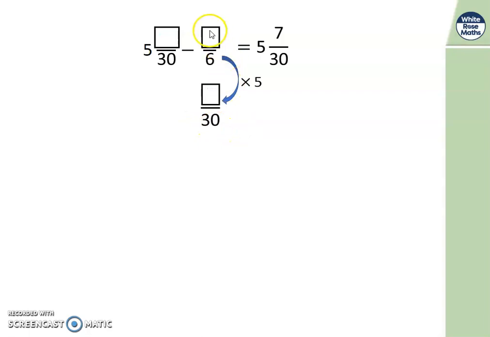Let's try something else. How about if we start with 1 here, like this? To get to this, I'd need to do 1 times 5, and that's 5. What number, take away this 5, leaves me with 7? 7 add that 5 would make 12. 12 take away that 5 is 7. So therefore, we could have the answer 5 and 12/30ths subtract 1/6th is equal to 5 and 7/30ths.